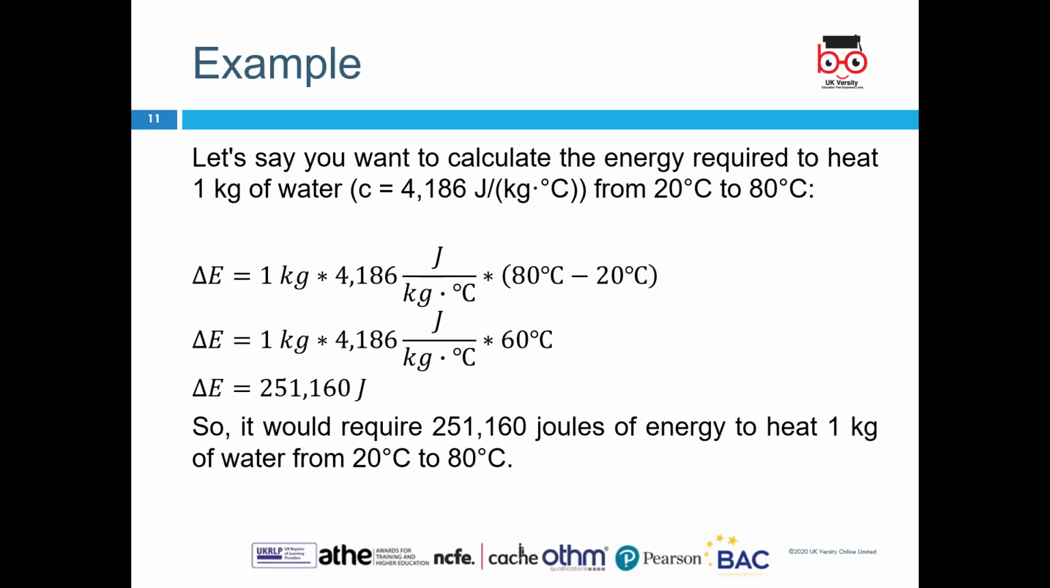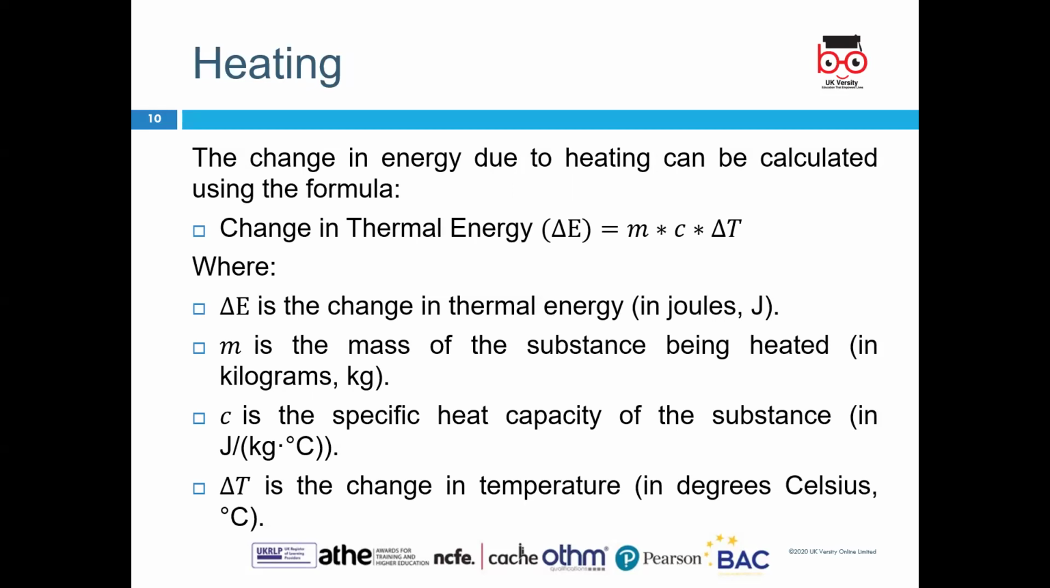So the change in temperature is 80 degrees minus 20 degrees. Delta E is equal to 1 kg into 4186 into 60 degrees Celsius. Upon doing the calculation, delta E is equal to 251,160 joules. So it would require approximately 251,160 joules of energy to heat 1 kg of water from 20 degrees to 80 degrees Celsius. This is an illustration of change in energy due to heating.